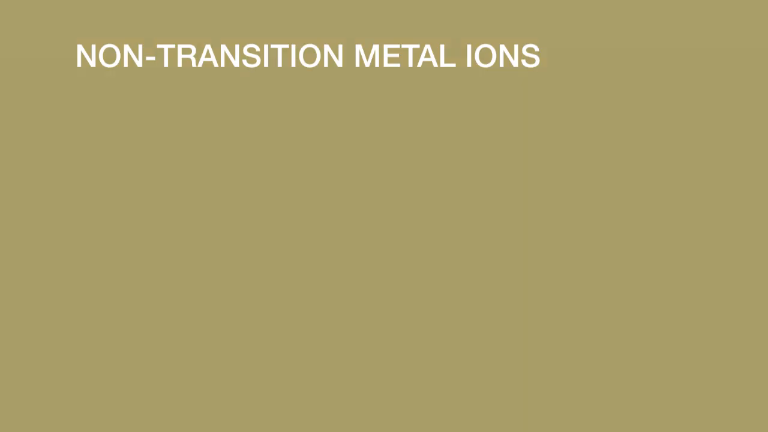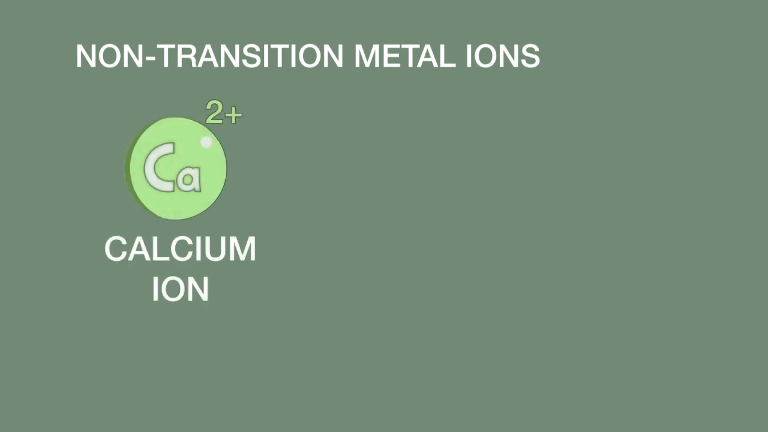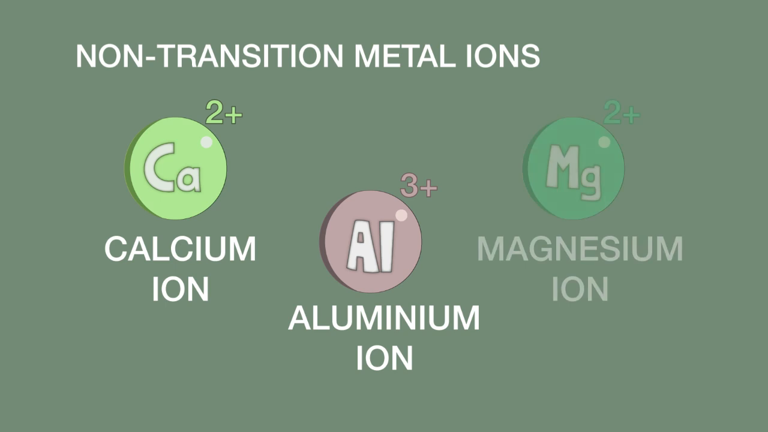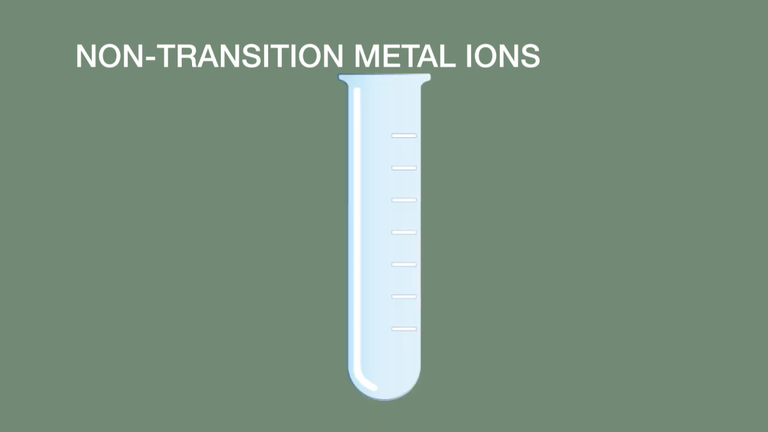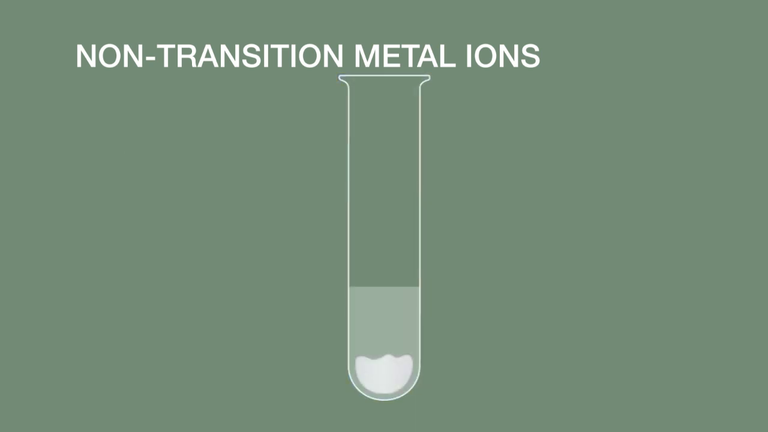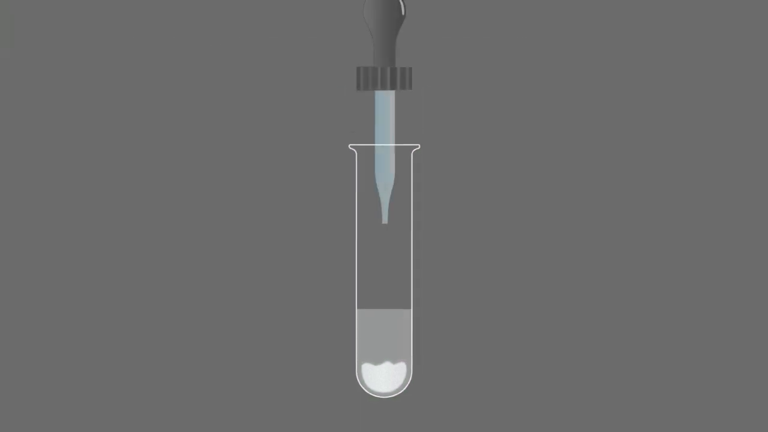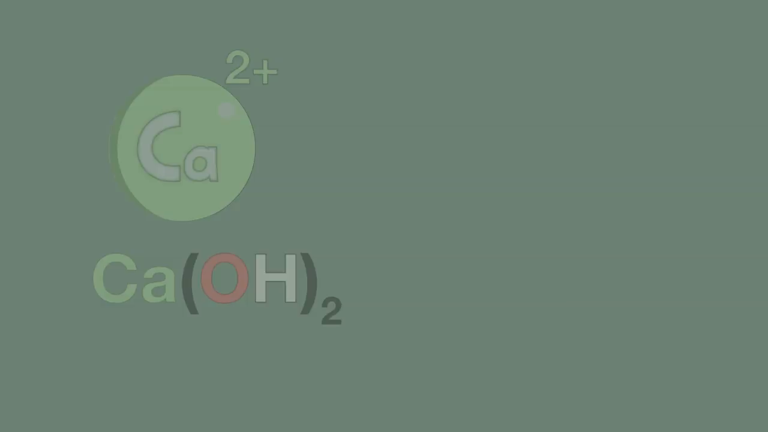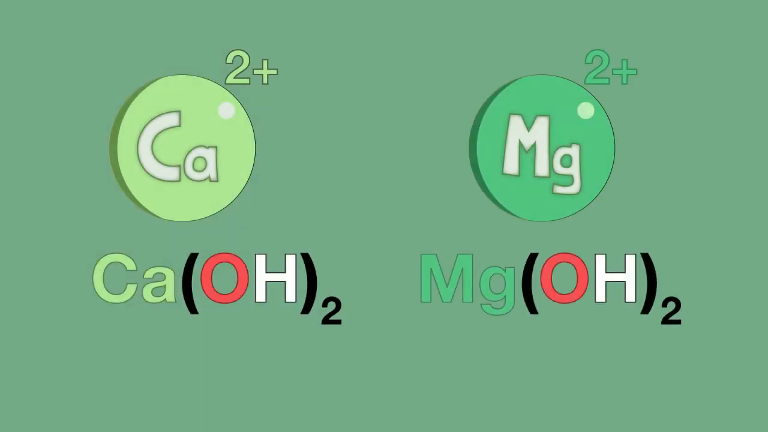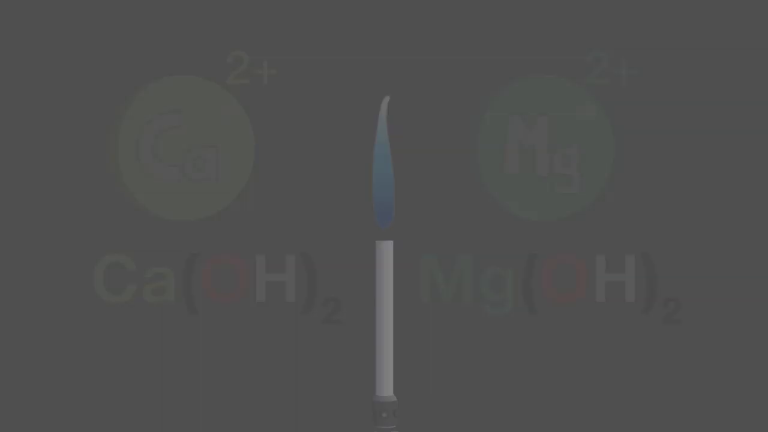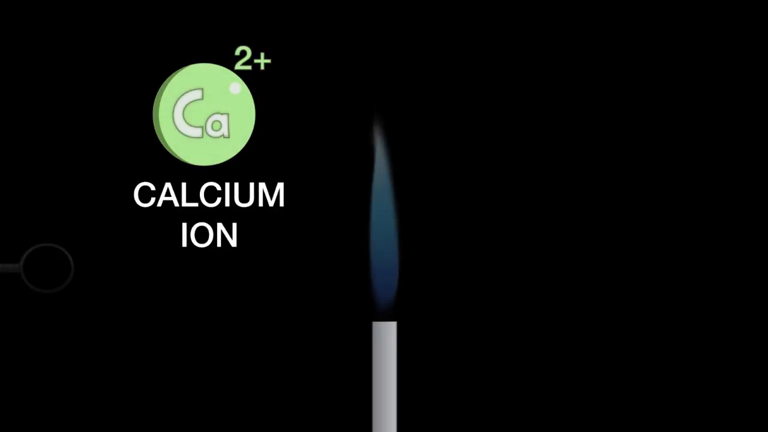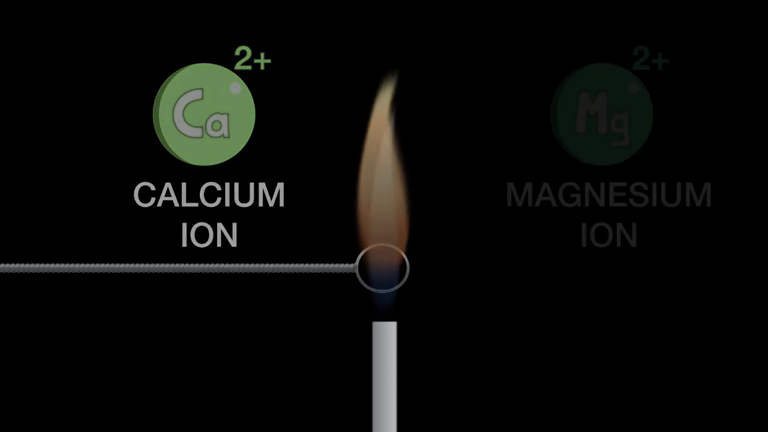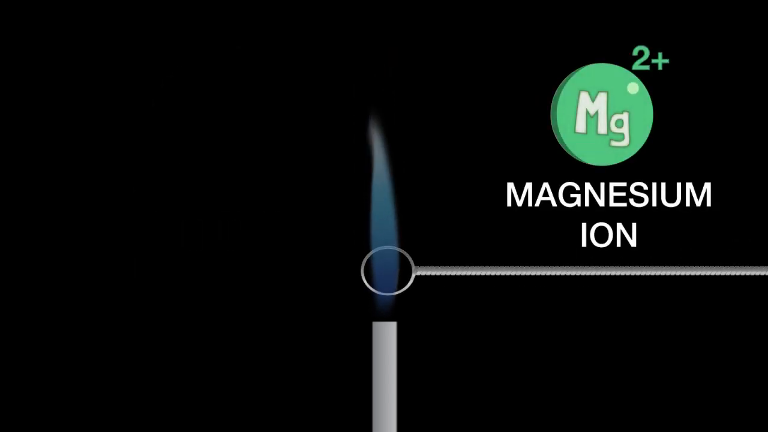Some non-transition metal ions that form a precipitate upon the addition of aqueous sodium hydroxide are the calcium ion, the aluminum ion, and the magnesium ion. These resulting metal hydroxide precipitates are white. Further addition of sodium hydroxide will dissolve aluminum hydroxide. Calcium hydroxide and magnesium hydroxide can be compared using a flame test. Calcium ions will give a brick red flame, whereas magnesium ions do not give a flame color.